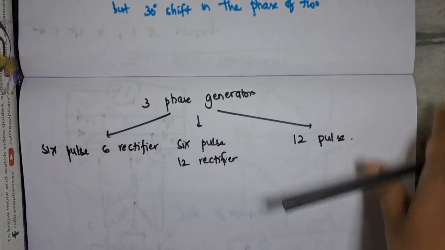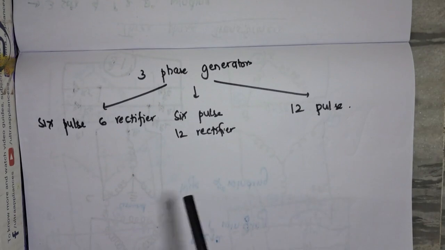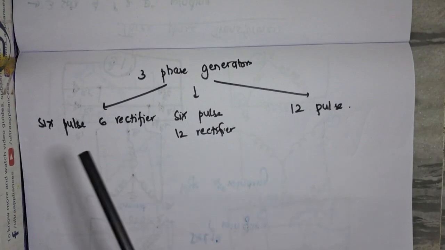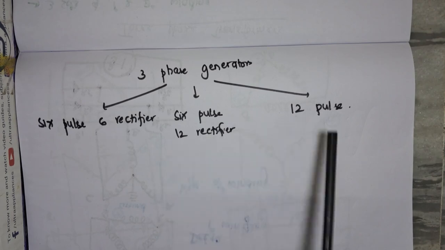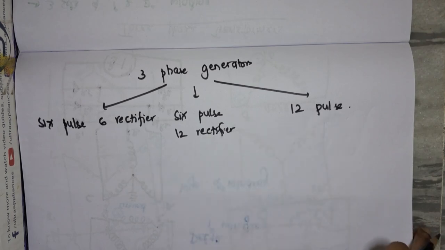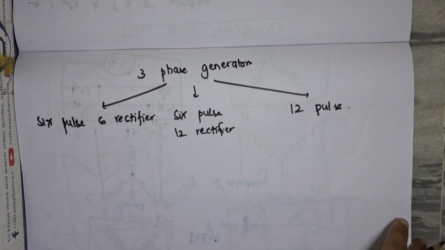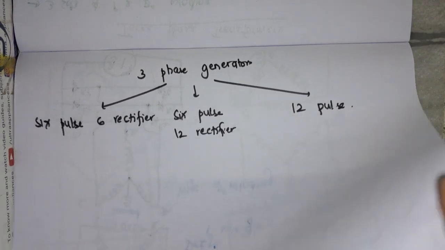Okay. So let us see the 3-phase generators. 3-phase generators are divided into 3 types. One, we have 6 pulse 6 rectifier. Second, we have 6 pulse 12 rectifier. Third, we have 12 pulse type of generators. So first we will see 6 pulse 6 rectifier generators.